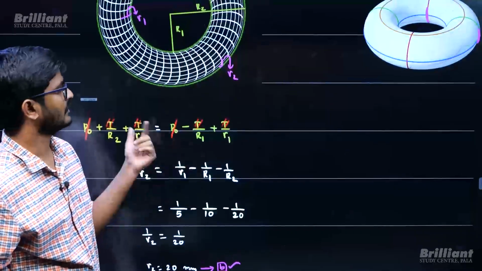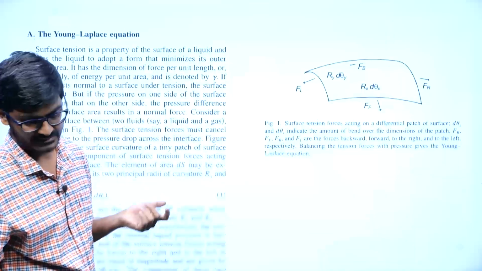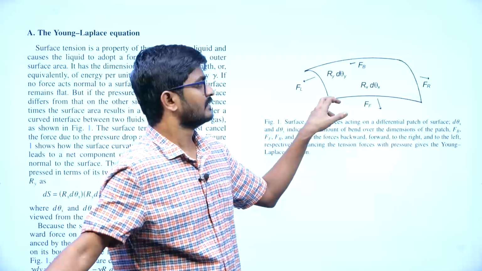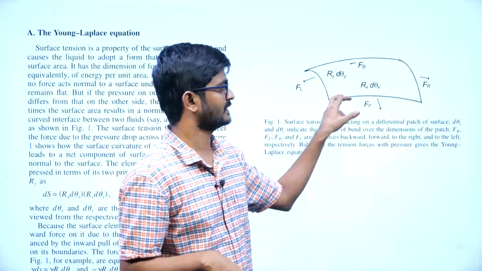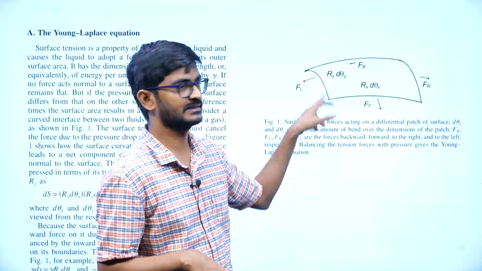Now how did you get that formula? Pressure difference has to be T by R1 plus T by R2. There is some derivation. If you want, you can look at the derivation. It's like that Aladdin mat and stuff, right? So there are two radii of curvature. This radius of curvature is Rx, and this radius of curvature is Ry.